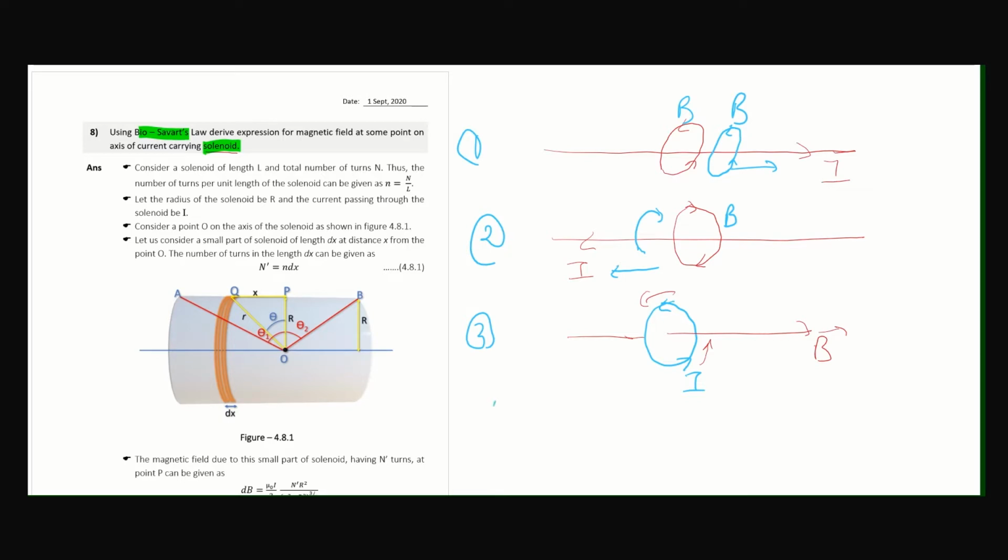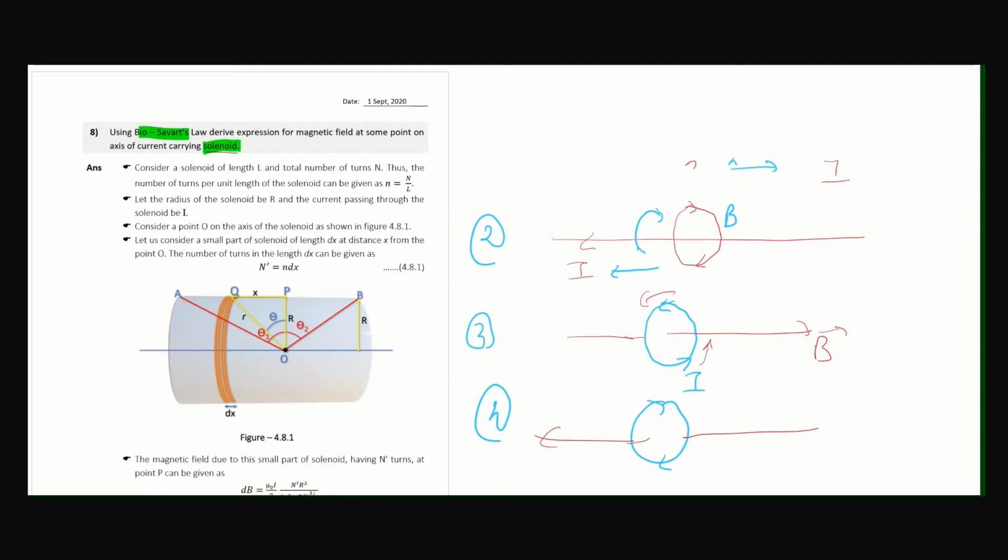So if I have current going like this, in that case, if you use the right hand thumb rule, you will realize that the magnetic field is like this. So this is just for information, in case we have to determine the direction of magnetic field for a ring or straight wire, this is how we can use the right hand thumb rule.